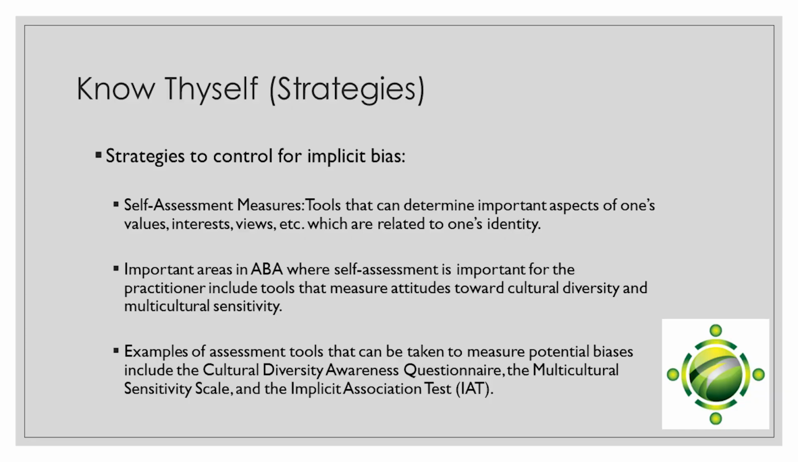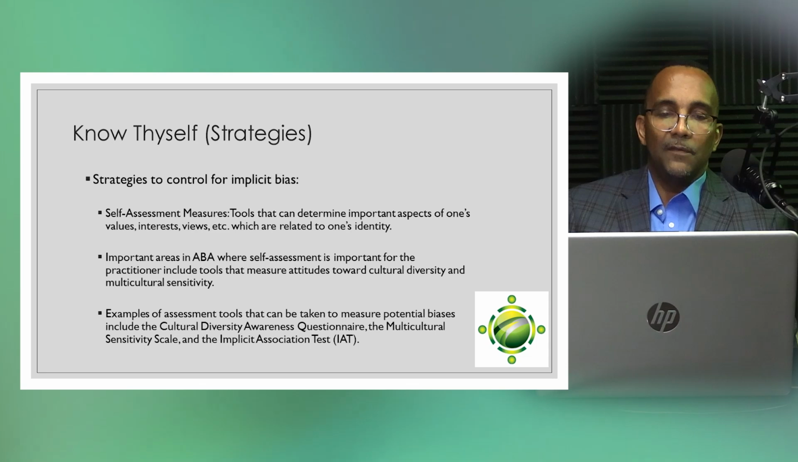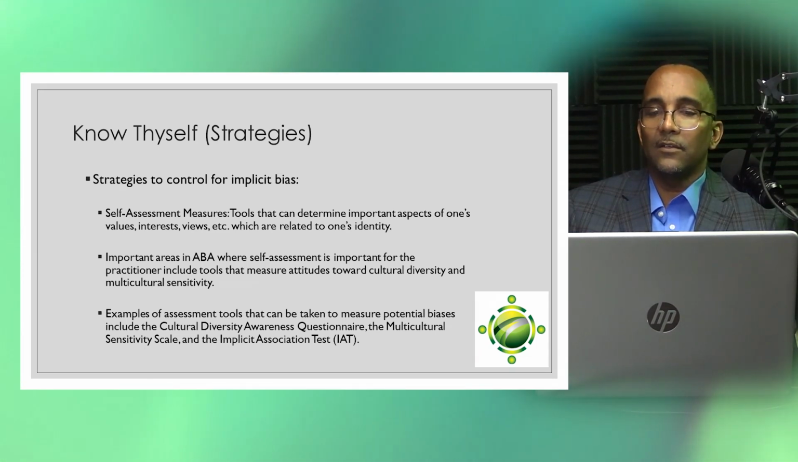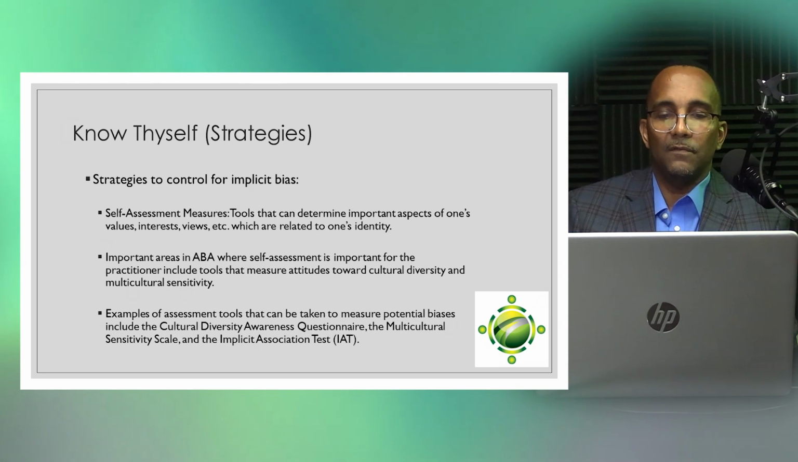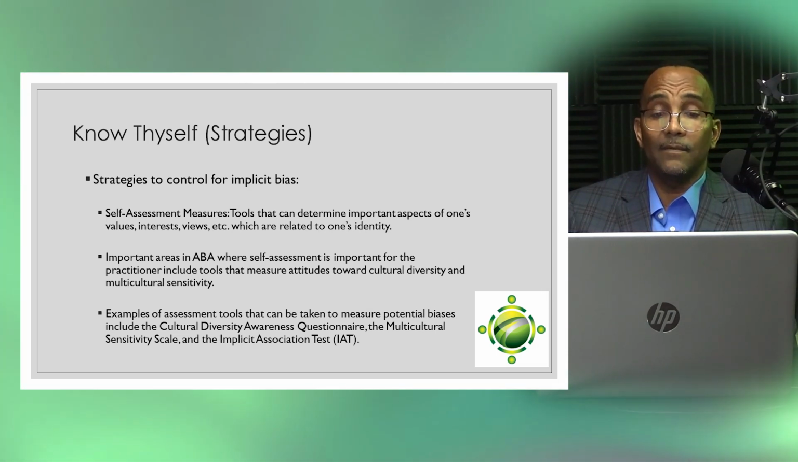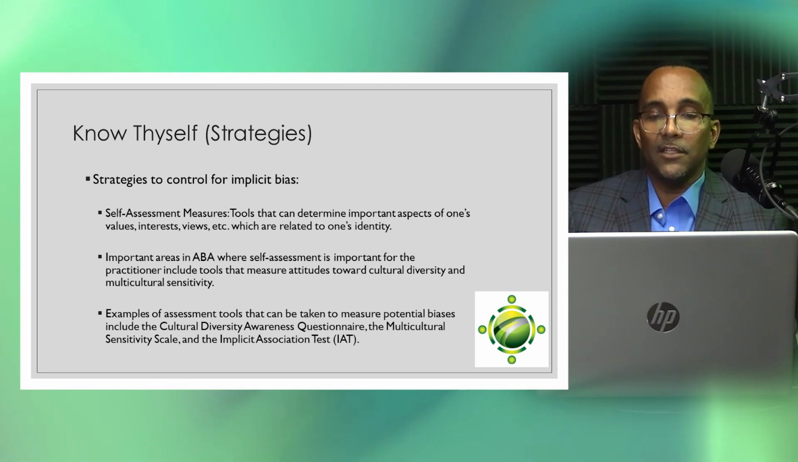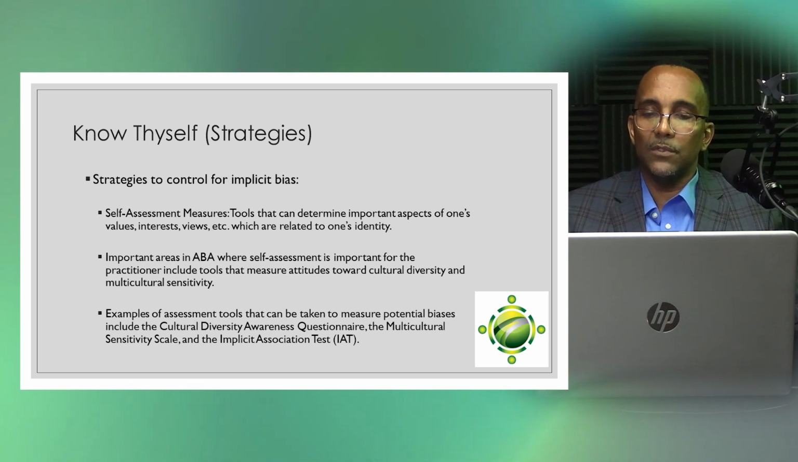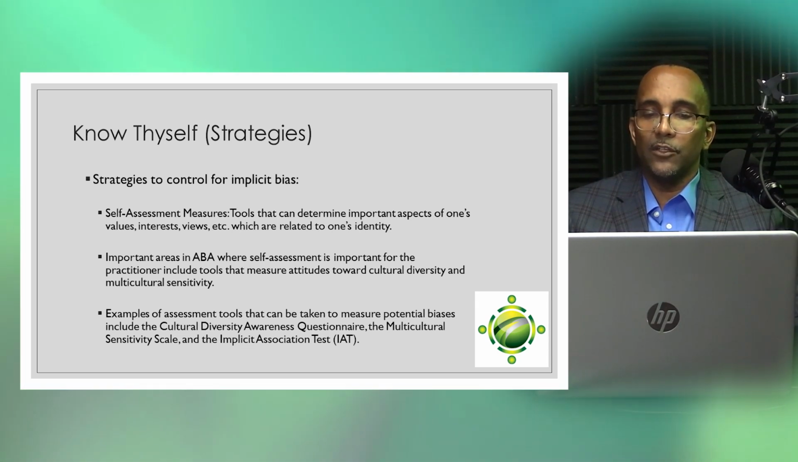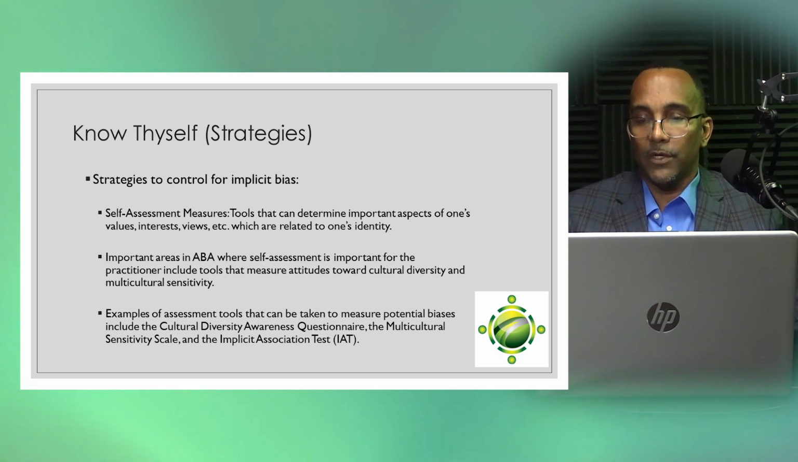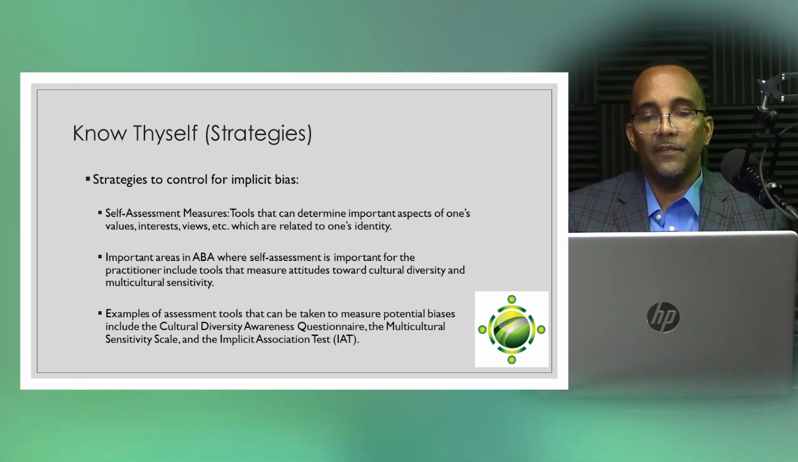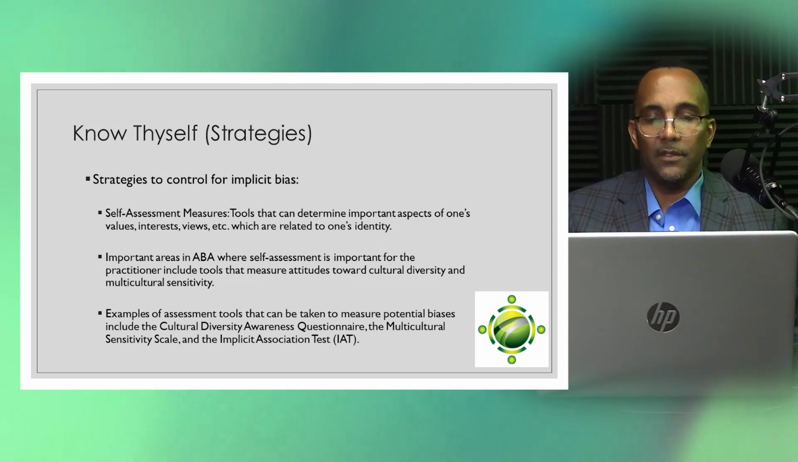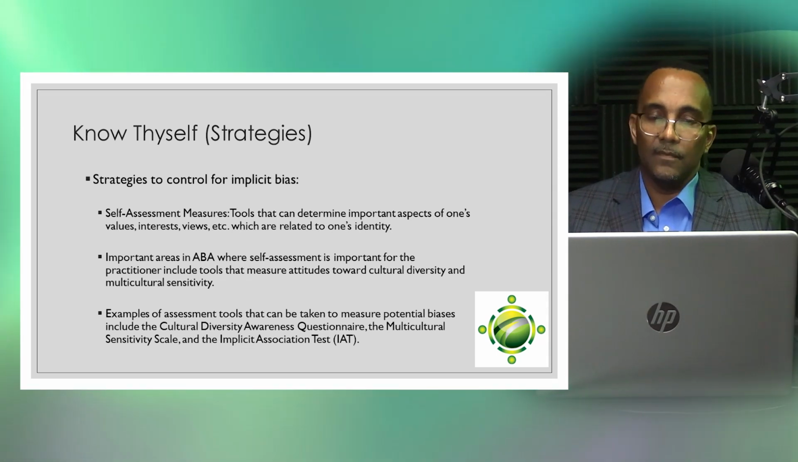So strategies to control for implicit bias. So self-assessment measures, tools that can determine important aspects of one's values, interests, views, etc., which are related to one's identity. Okay? Important areas in ABA where self-assessment is important for the practitioner include tools that measure attitudes toward cultural diversity and multicultural sensitivity. Examples of such tools that can be taken to measure potential biases include the Cultural Diversity Awareness Questionnaire, the Multicultural Sensitivity Scale, and the aforementioned implicit association test.